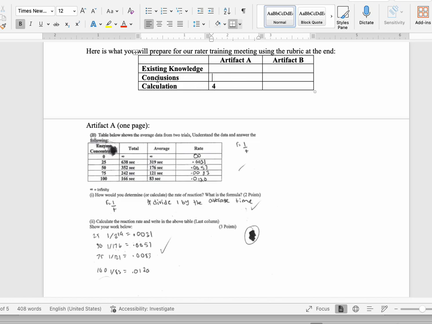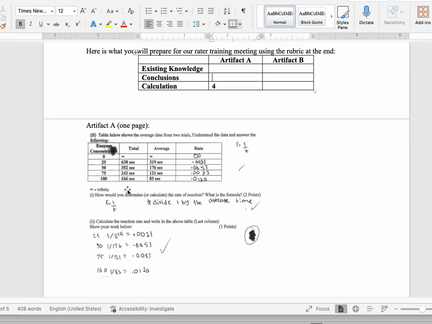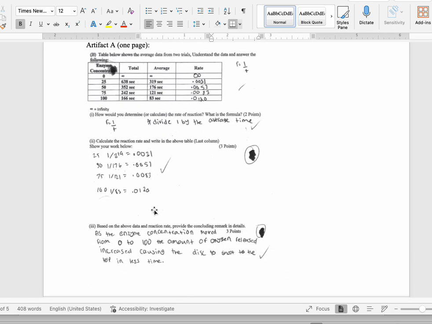Now, let's go on to the conclusions and read what they're supposed to do there. Does the student state a logical conclusion, or a conclusion that is a logical extrapolation from the inquiry findings? Again, we know that they got the correct answer, but what was their conclusion? And notice how this last question asks about their conclusion. As the enzyme concentration moved from 0 to 100, the amount of oxygen released increased, causing the disk to shoot to the top in less time. It sounds like that is a logical extrapolation of the results that they gave.